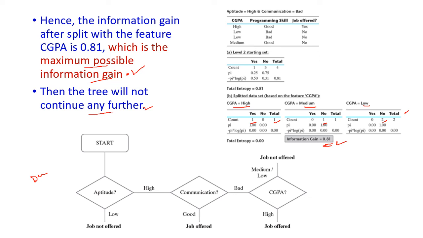We will start with aptitude. That is the first one. If aptitude is low, we can declare no job will be offered, and there is no need to search the other attributes. If aptitude is high, then next we need to check communication. If communication is good, then we can definitely offer the job. Otherwise, we need to check CGPA. If CGPA is high, then the job will be offered. If it is medium or low, then the job will not be offered. So no need to check the programming skill.